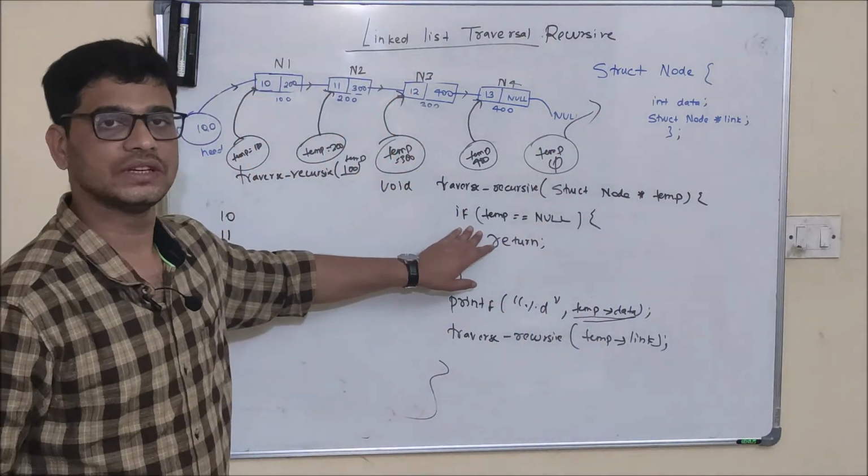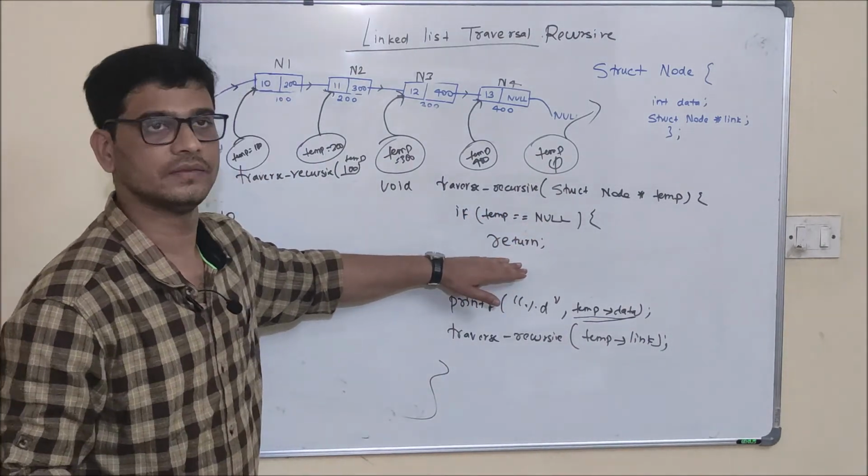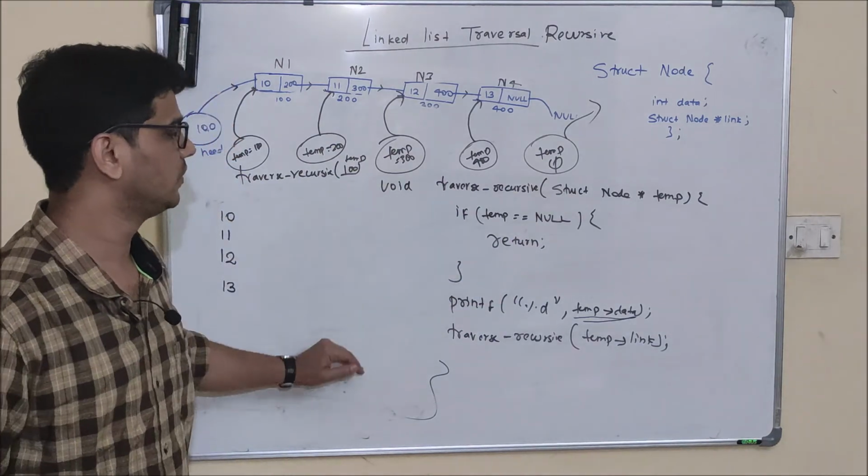So again the if check will be done. Temp is equal to null. It is true now, and it will return. So this is how our recursive program will work.